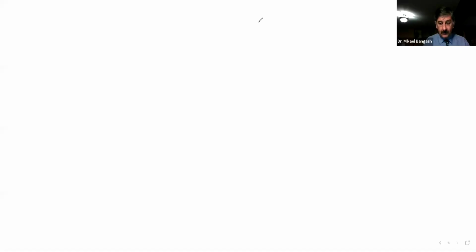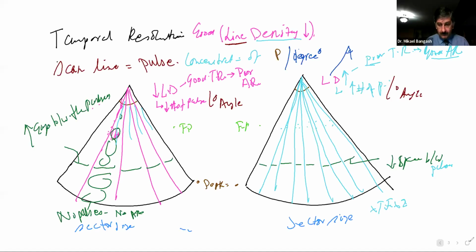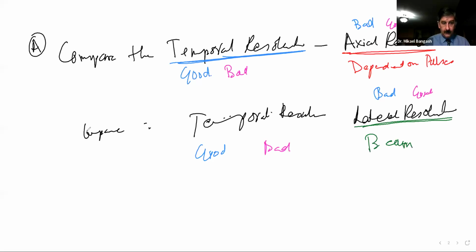Now the next one. We compare the temporal resolution with the lateral resolution. And when we say that the lateral resolution is mainly determined by the beam, we could say the beam diameter.